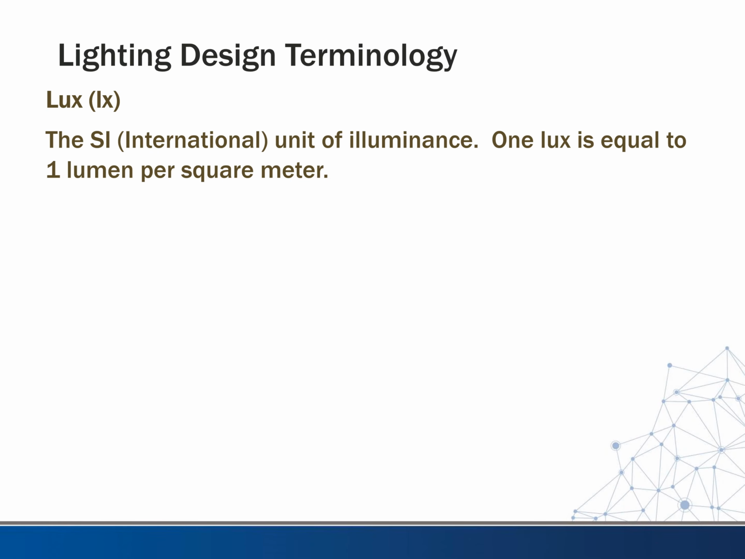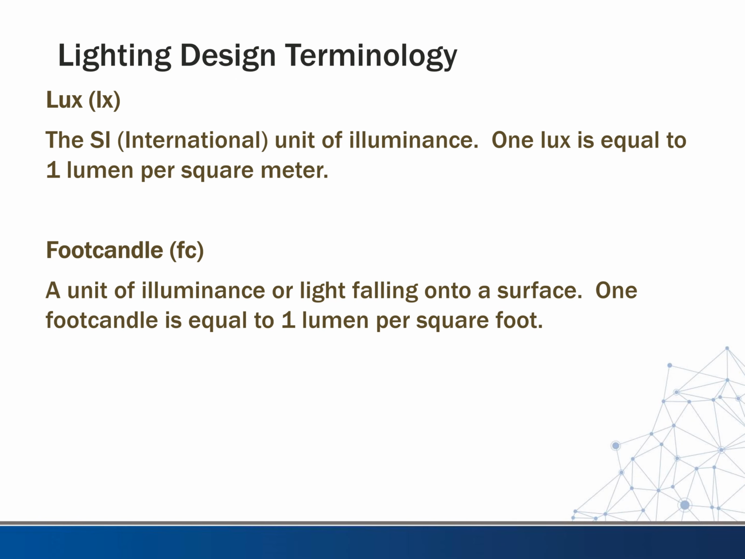Lux is another SI unit of illuminance. 1 lux is equal to 1 lumen per square meter. Foot candle is a unit of illuminance, or light falling onto a surface. 1 foot candle is equal to 1 lumen per square foot. This is the one that we use the most when we're evaluating lighting performance in a room and using it to design. You can use lux if you want. They're comparable, whereas this is 1 lumen per square meter, 1 lumen per square foot. If you want to go back and forth, the factor is about 10. So 1 lux is equal to about 10 foot candles.